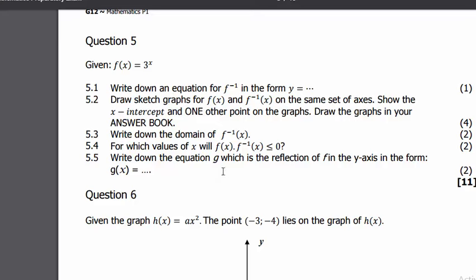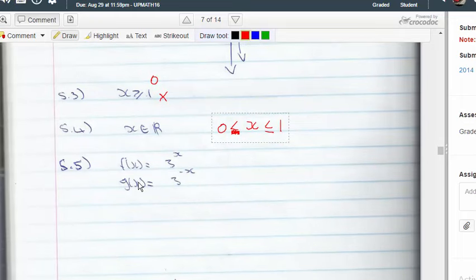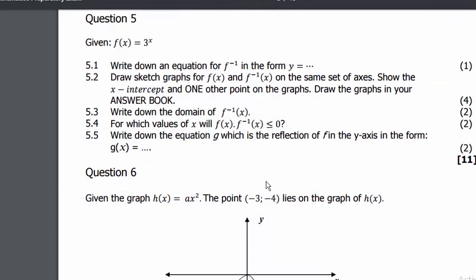Write down the value of g, which is the reflection of f in the y-axis, in the form. So when I reflect something in the y-axis, I give my x a negative. It's as easy as that. Okay, so that's perfect.